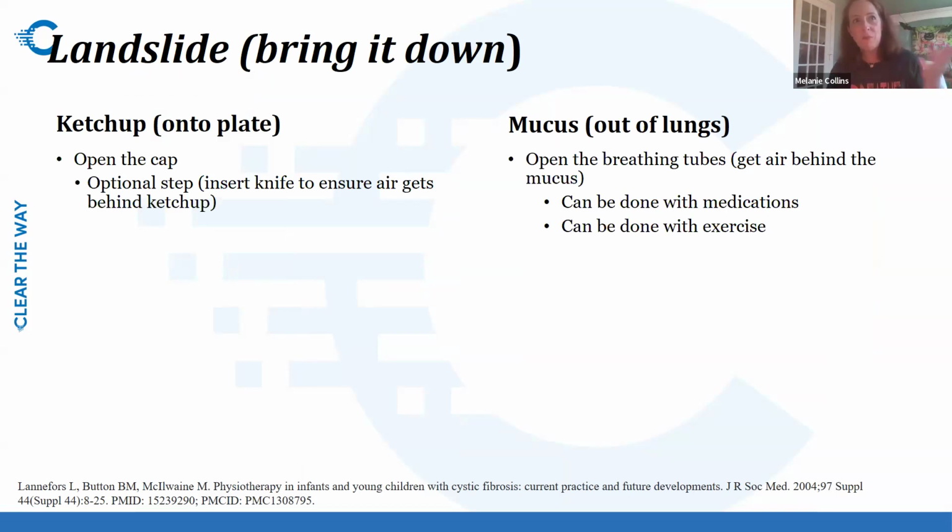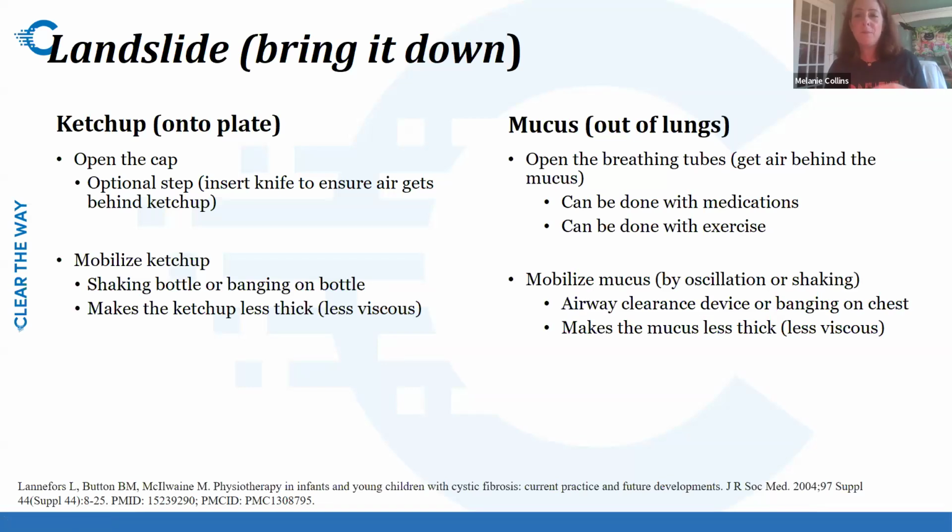If you're a pulmonologist, you may insert a knife to make sure air gets behind the ketchup because you know the principles of moving fluids. For mucus, you have to open your breathing tubes, and this can actually be done 2 different ways. It can be done with medications, or it can be done with an exercise regimen, but a vigorous exercise regimen, not like 10 minutes of Wii tennis.